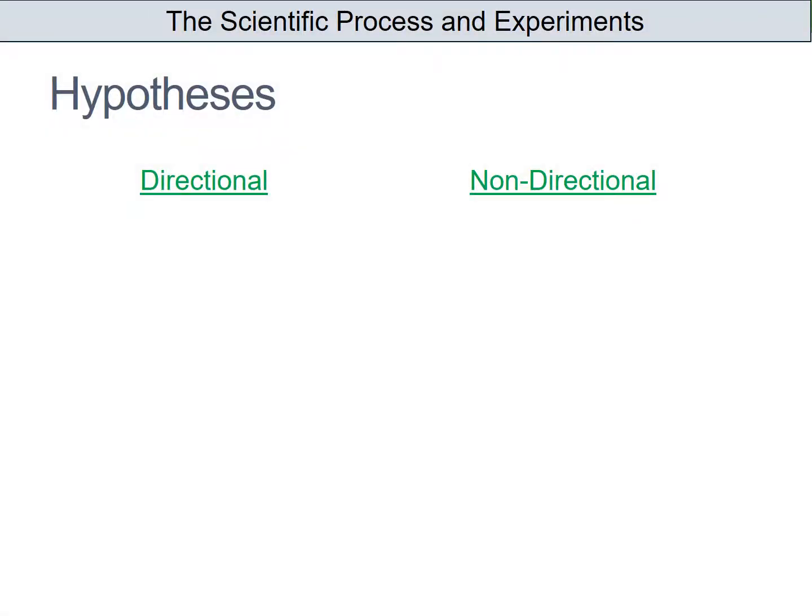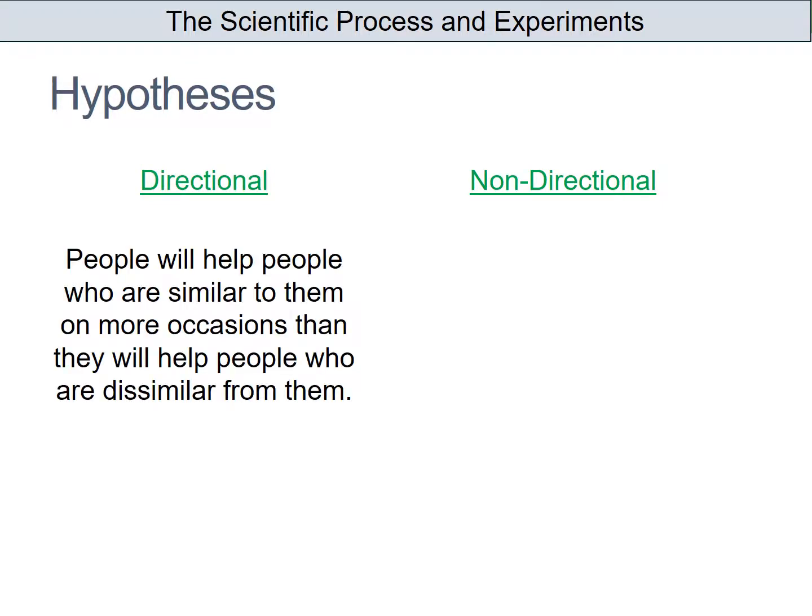So hypotheses then. There are 2 different types of hypotheses that you need to know. So we said that a hypothesis was a testable statement about what would happen in your particular study, and you can either have a directional or a non-directional hypothesis. So a directional hypothesis, first of all, is one which tells you that there will be a difference between, for example, the control group and the experimental group, and it tells you what that difference will be. So in this example, people will help people who are similar to them on more occasions than they will help people who are dissimilar from them.